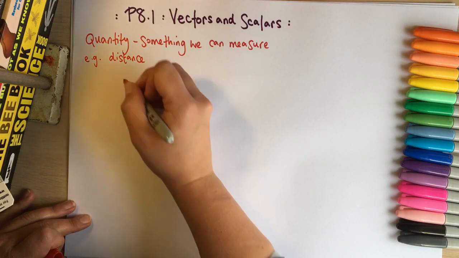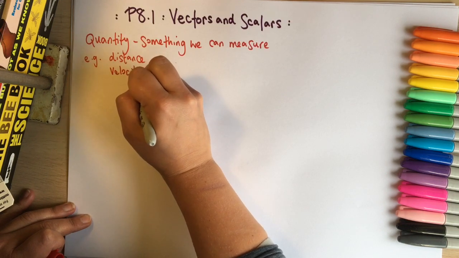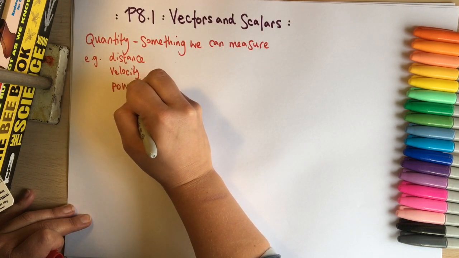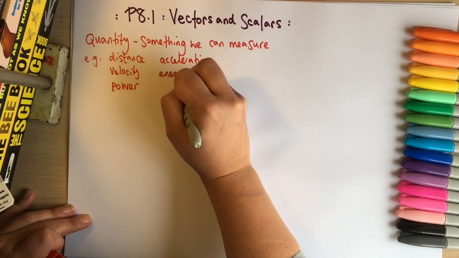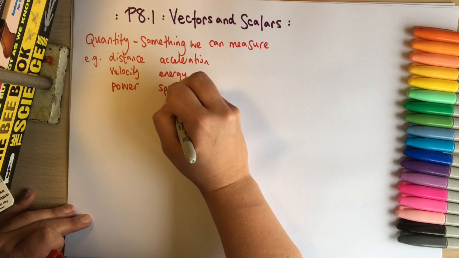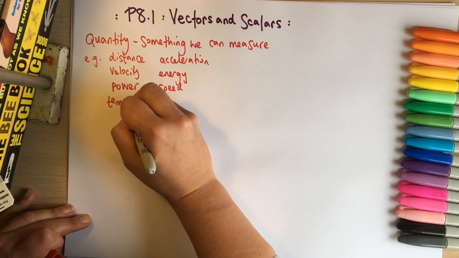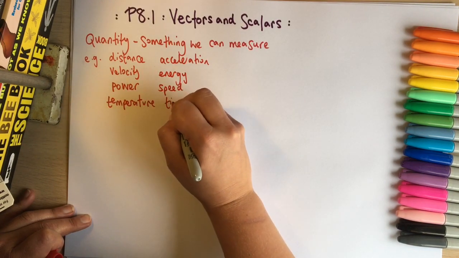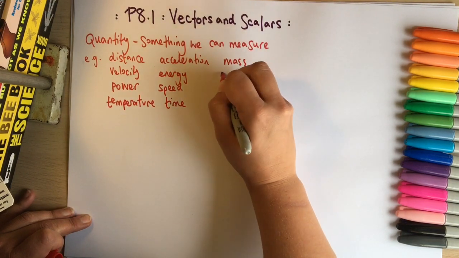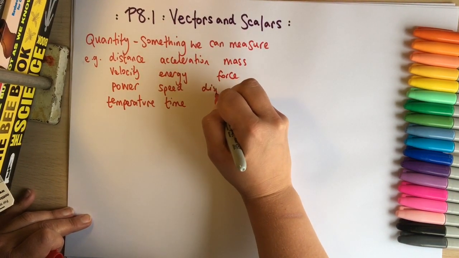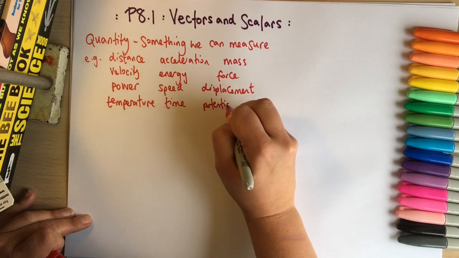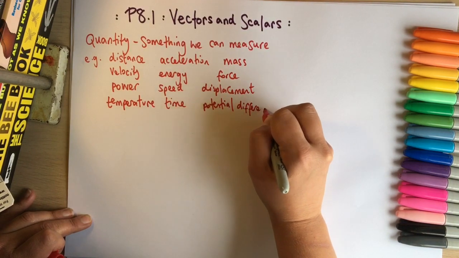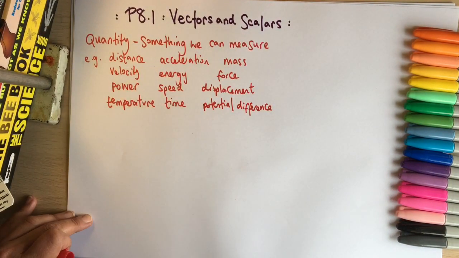Okay, so we could have distance, we could have velocity, we could have power, we could have acceleration, energy, speed, temperature, time, mass, force, displacement, potential difference. That's a big list of different quantities that you will have already come across in GCSE physics.